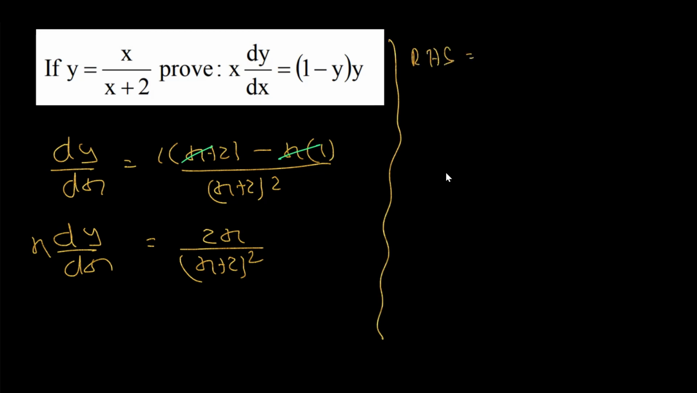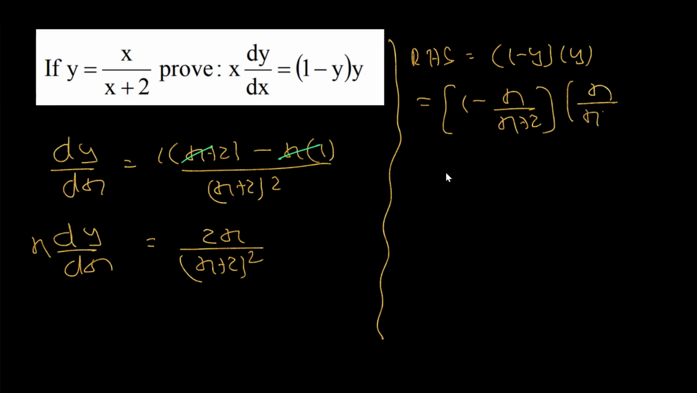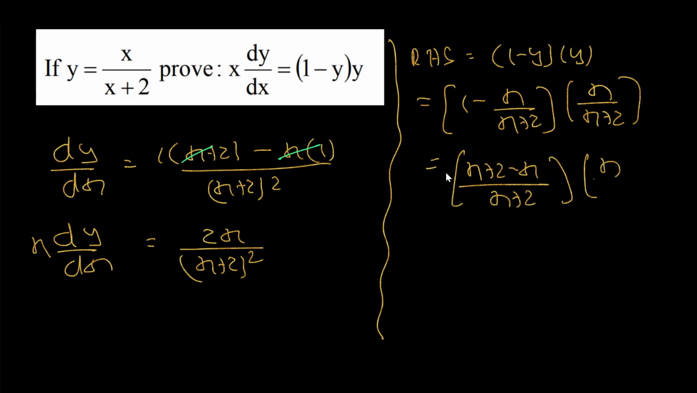So what is RHS? RHS is 1 minus y into y. So this is 1 over here, minus y can be replaced with y is x over x plus 2, and then another y multiplied, so it's x over x plus 2. So if I take LCM, it's going to be x plus 2 minus x, divided by x plus 2, and this side it is x into x plus 2. Right, same as what we got.